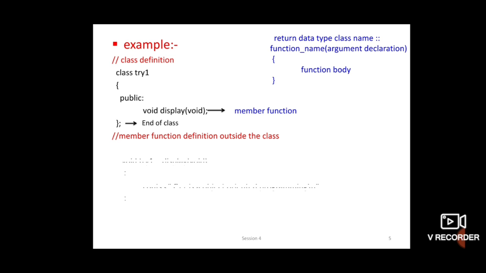Now see, the return data type. What is the return data type in this member function? Void. So write void here. Then the class name. What is the class name? Try1. Then write try1. Then the scope resolution operator. See here, the scope resolution operator. And then the function name. What is the function name? Display. So write display here. And in brackets the argument declaration.